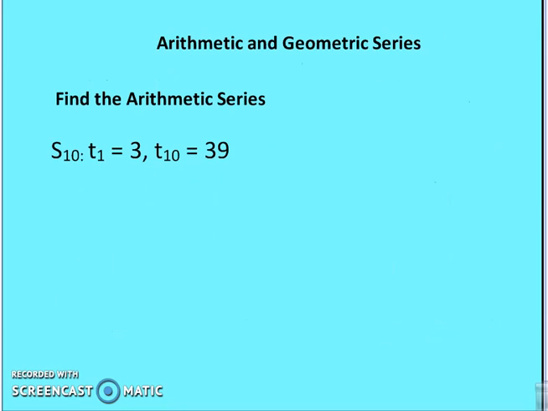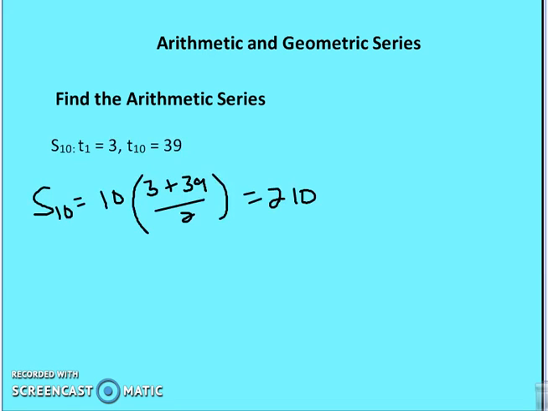All right, let's do some classwork. Find the arithmetic series S sub 10, where a sub 1, sometimes I use T as well, so T sub 1 is 3 and T sub 10 is 39. I'll pause while you figure this out. All right, we have 10 terms, first term 3, last term 39. 3 plus 39 divided by 2 is going to be 21. 21 times 10, the number of terms, equals 210.